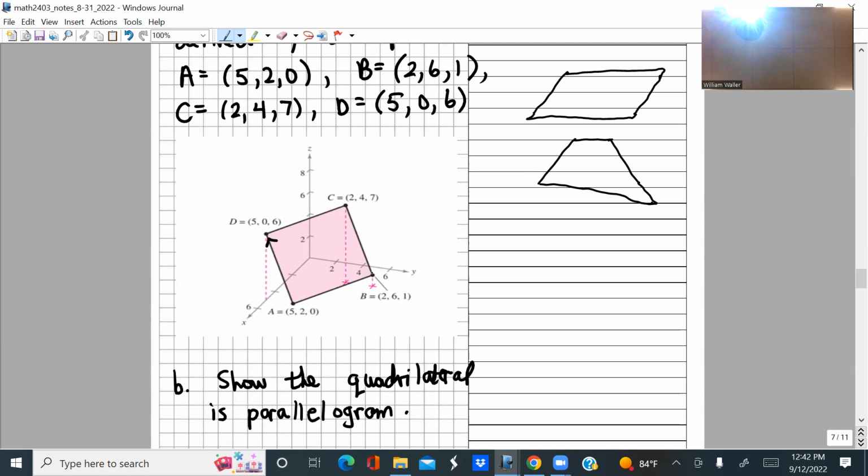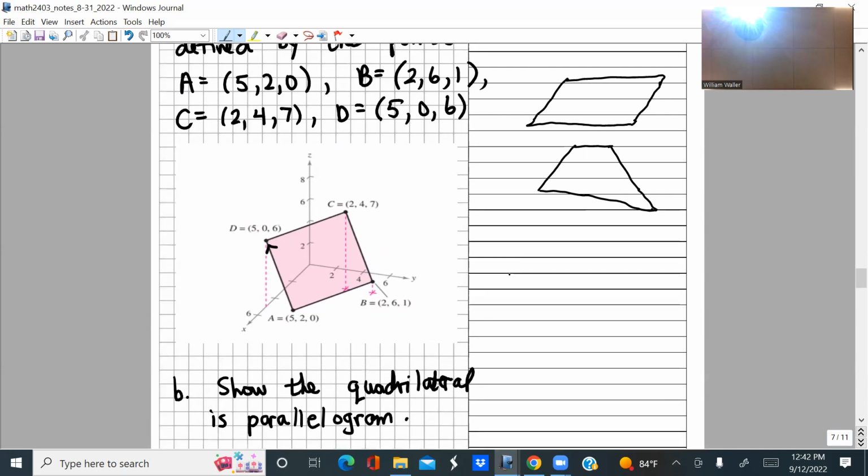So let's create some vectors here. Let's create the vectors that represent these two sides, because these clearly in the picture have to be parallel sides, correct? So let's just write down the vector from A to D, and we'll write it in component form. The vector from A to D looks like, what's the first component? 0. And the second component is -2. And the third component is what?